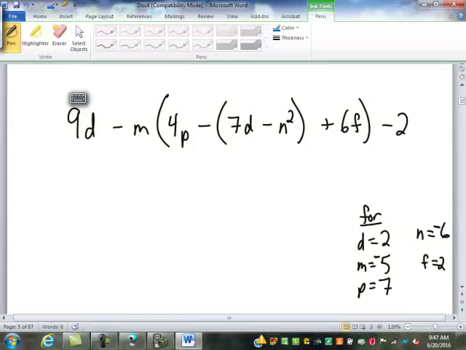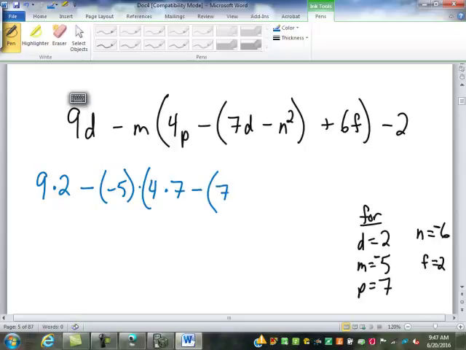So I'm going to start out by putting in the numbers. So 9 times d becomes 9 times 2, minus m is negative 5. Notice I put that in parentheses so I didn't confuse the minus and the negative there. Times, parentheses, 4p becomes 4 times 7, minus 7d. Well, d is still the same, so that's 7 times 2. Minus n is negative 6, so negative 6 squared, plus 6 times f, so 6 times 2, minus 2.